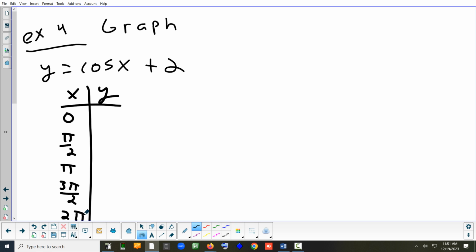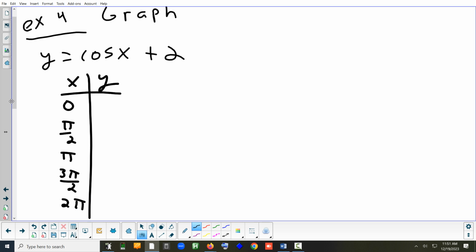0, pi over 2, pi, 3 pi over 2, 2 pi. And off to the side, I'm going to put my original y's. What are my original y's for cosine? 1, 0, negative 1, 0, 1. And now, what are we going to do to all the y values?